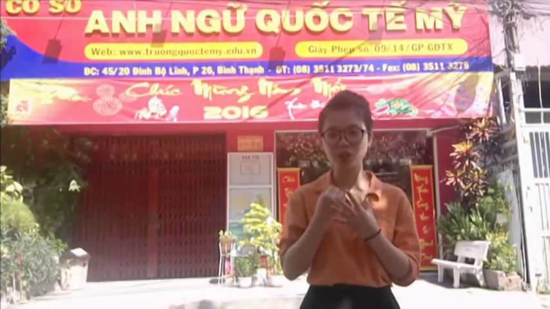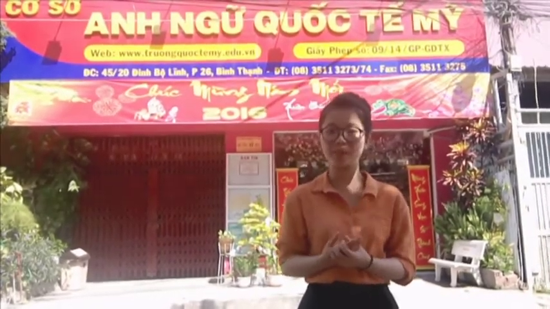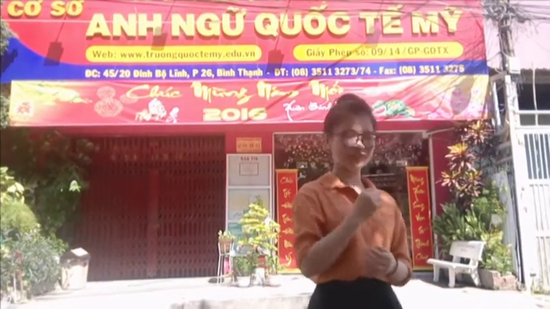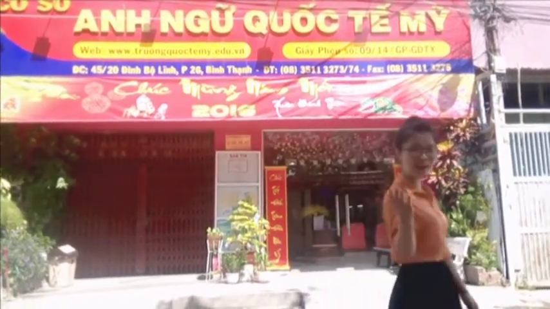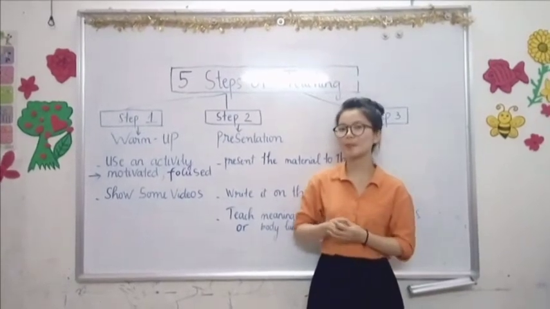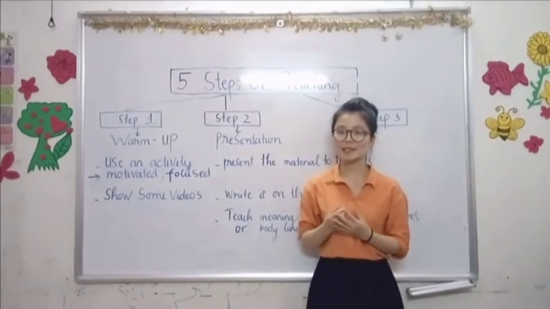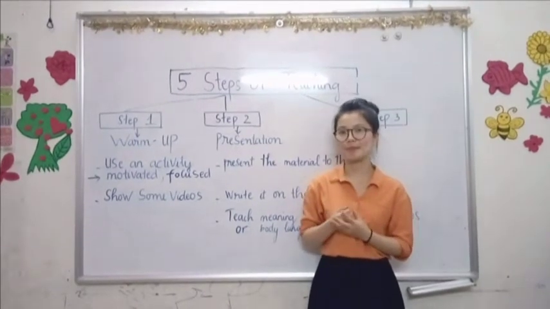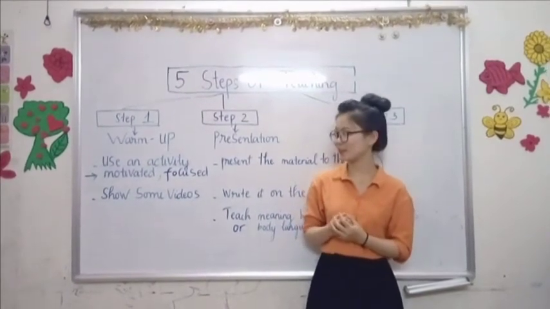My name is Lee. I'm 23 years old. I'm a teacher at American International School. Today, I would like to share with you my past teaching experience. Now, let's go. Come on. With me, I have 5 steps of teaching to make the lessons become more useful and perfect. Now, I will show you.